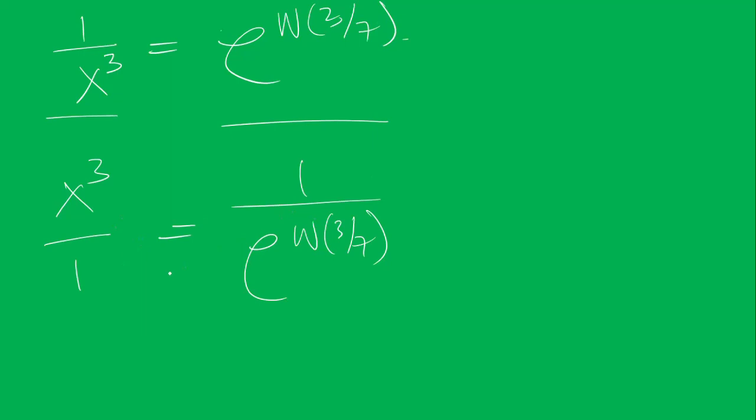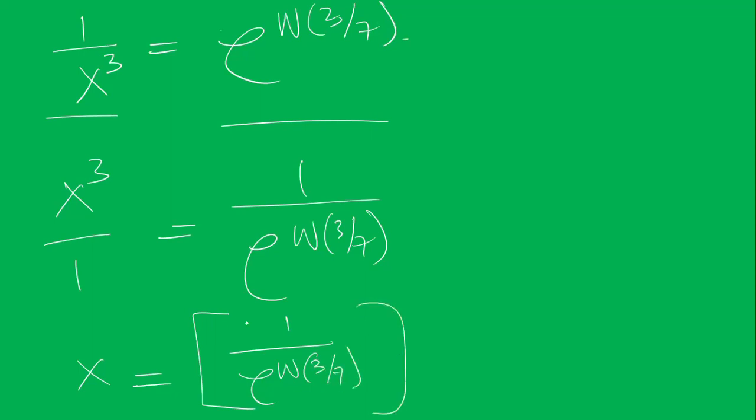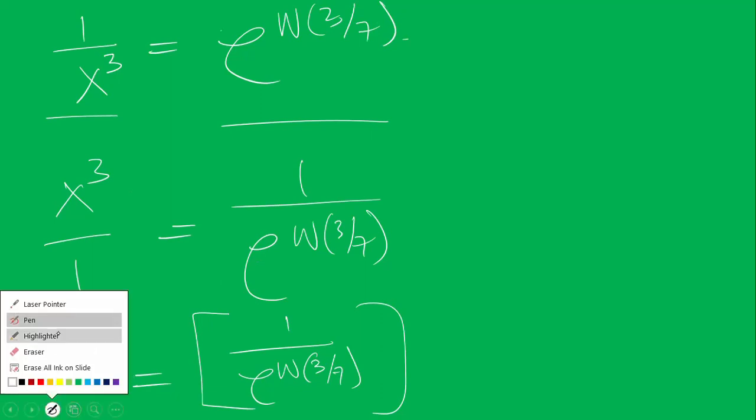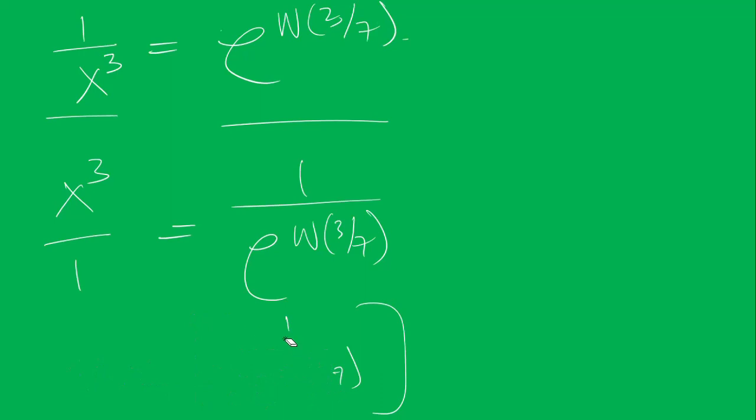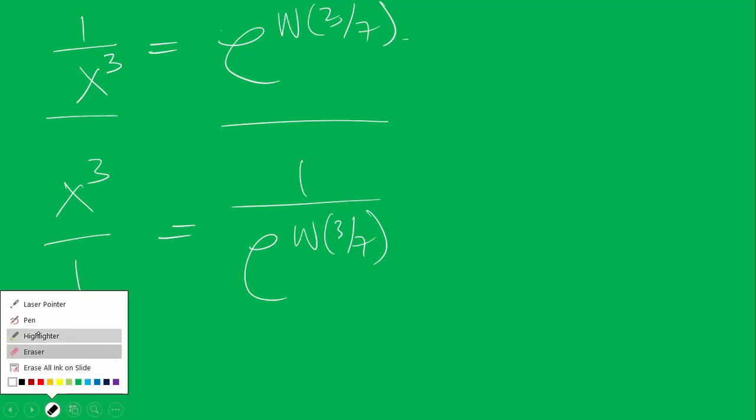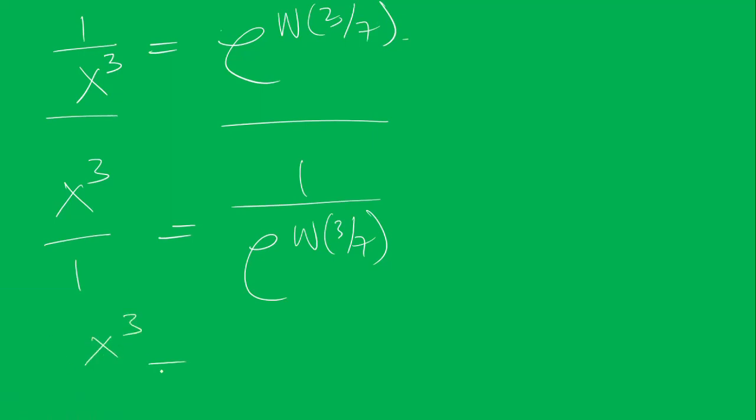So having gotten this, I will now say my x is equal to 1 all over e to the power w 3 over 7 raised to power. Let me not jump the gun. Let's say we have x to the power 3, which is now equal to 1 all over e to the power w 3 over 7.